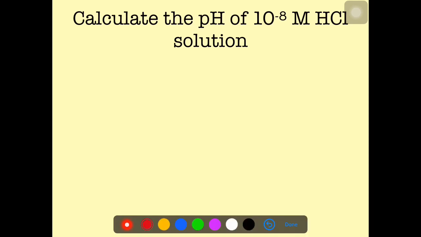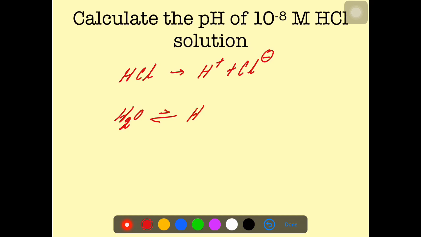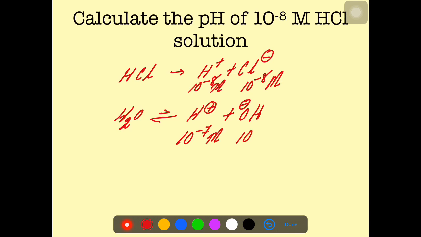In this case, we will consider H plus ions coming from two sides, one from dissociation of HCl and another coming from dissociation of water. Now the contribution to the H plus ion concentration by HCl, assuming again complete dissociation, is 10 to minus 8 moles per decimeter cube, whereas the contribution of H plus ions from water can be assumed to be 10 to minus 7 moles per decimeter cube.